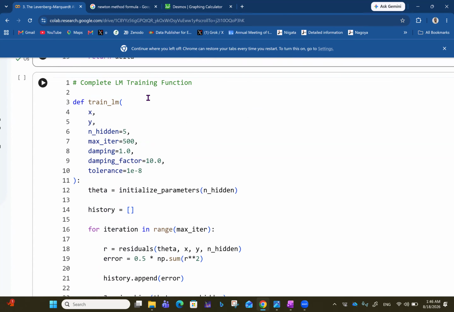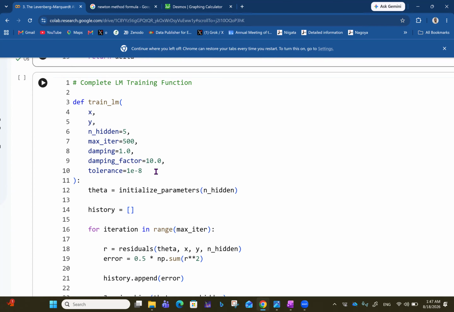Then you can complete the LM training function now. Define train LM. So you have X, Y, hidden layer 5, maximum iteration, take 500. Damping is 1.0. Damping factor is 10.0. When you try one step and you discover that the prediction is not improving or it's worse, then you increase the damping parameter by multiplying by 10. But if you do one step and you discover the prediction is good, then you reduce the damping parameter by dividing by that damping factor, 10. And then you have a tolerance.